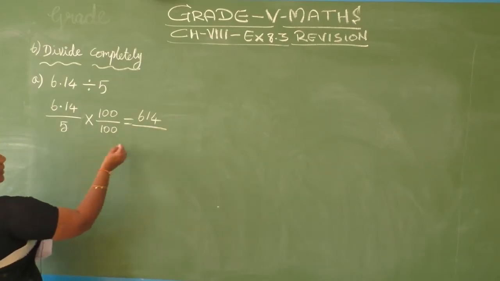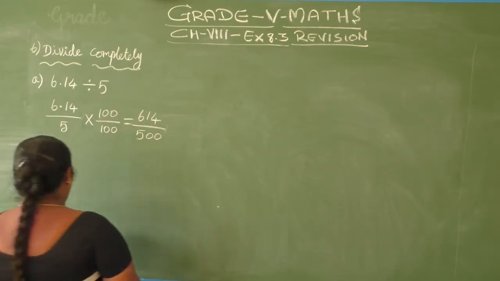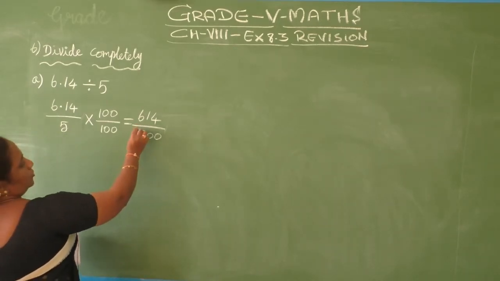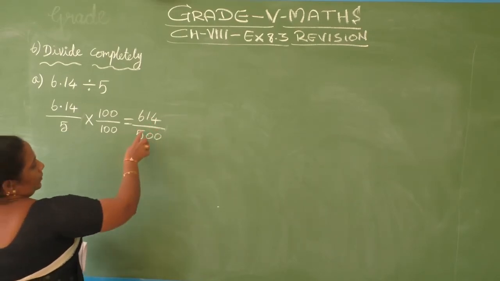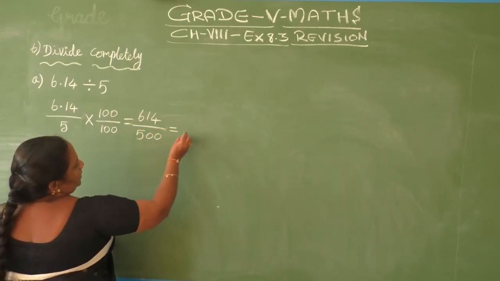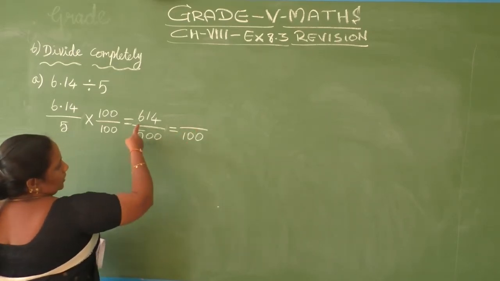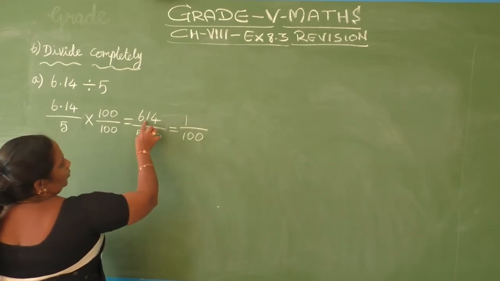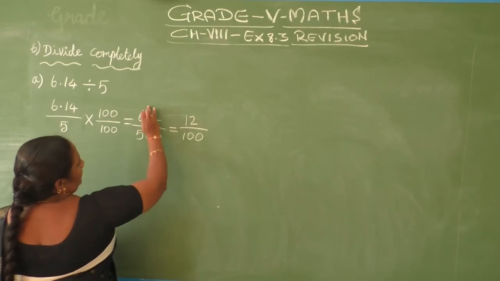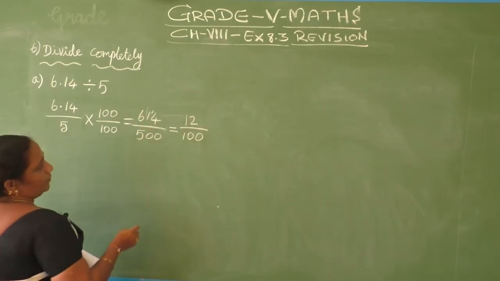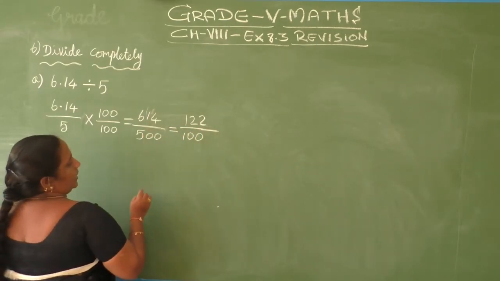614 by 500, since 5 into 100 is 500. Then I am going to simplify this number by the common table 5. Here 100 5s are 500, so 100 times it will come. 1 5 is 5, 2 zeros. Then here 1 5 is 5, remaining 1 is there, that means now 11. So 2 5s are 10, again remaining 1 is there, 14. 2 5s are 10, so remaining 4 is there.